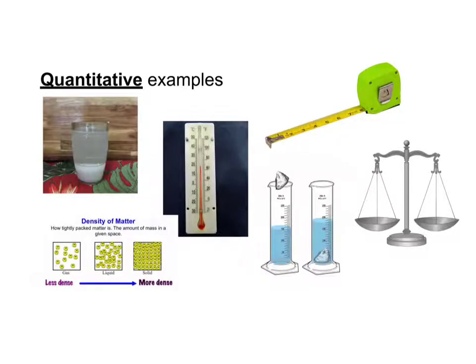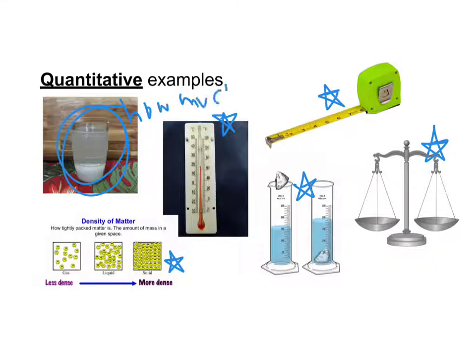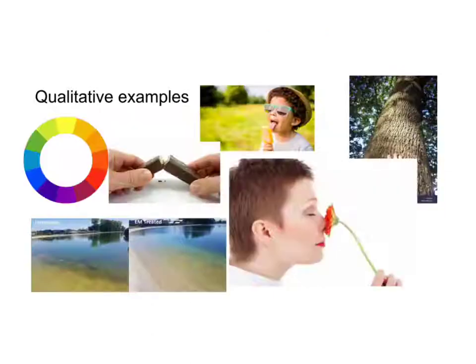So some quantitative examples are things like temperature, right? How long something is, volume, which we've talked about before, mass, which we've talked about before, density. But you can also think about something like salt dissolved in water. How much salt could dissolve in water, right? If you're looking at how much, that's a number. And if you're looking at numbers, it's quantitative.